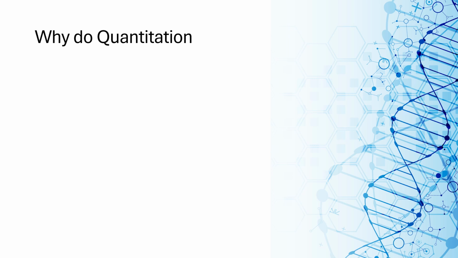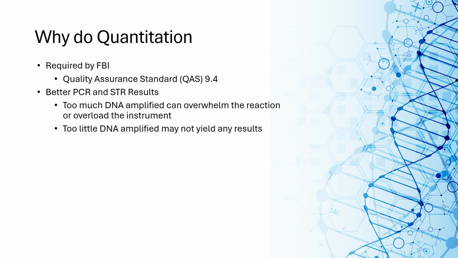So before going into the details of quantitation, we just want to review some additional reasons as to why we want to perform this. First of all, the FBI requires it. Quality Assurance Standard, or QAS 9.4, says that crime labs must perform quantitation. Thou shalt quant. Additionally, we need to do quantitation for better PCR and STR results. Exactly what these acronyms mean we'll get into later, but in short, it tells us how much DNA we need to take for upcoming reactions. If we add too much DNA, then it can overwhelm the reaction and the instrument and we'll get poor results, and too little DNA will lead us to not getting any results at all.